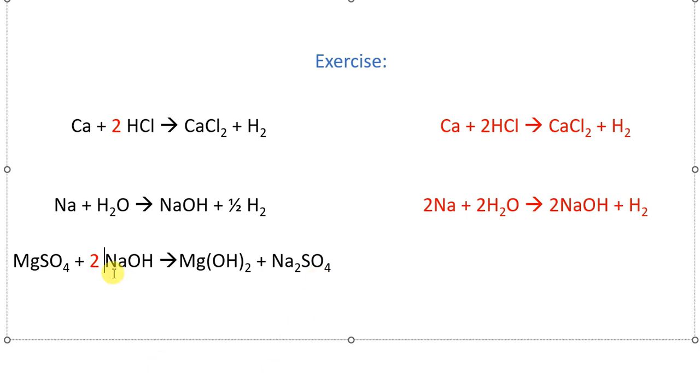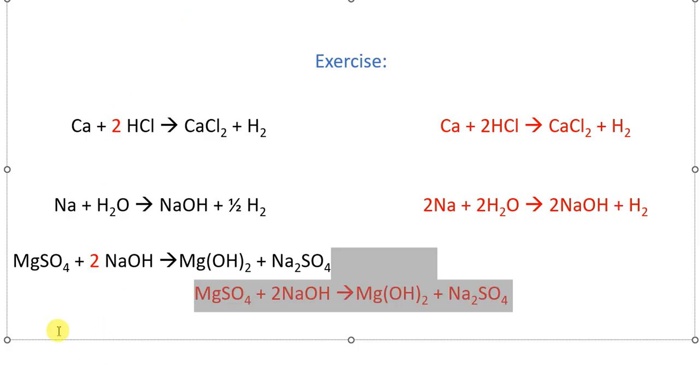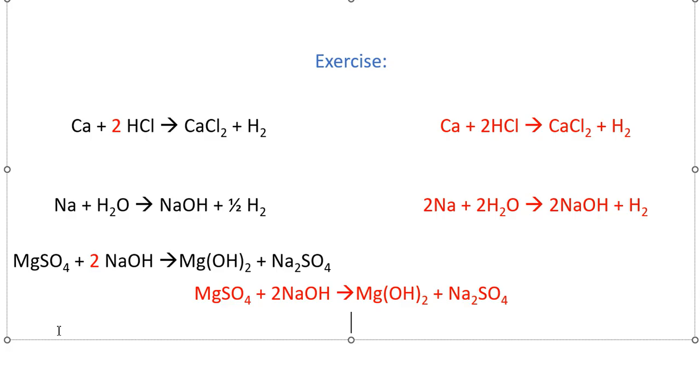Good. Na, well, I've got 1 in NaOH, but I've got 2 NaOH. That's 2 Na's, and I've got Na2 on the right, balances. 2 OH on the left. I've got Mg(OH)2, that's 2 OH on the right. Everything balances. And what I've got is that by here. Done. Everything works, and that's it.